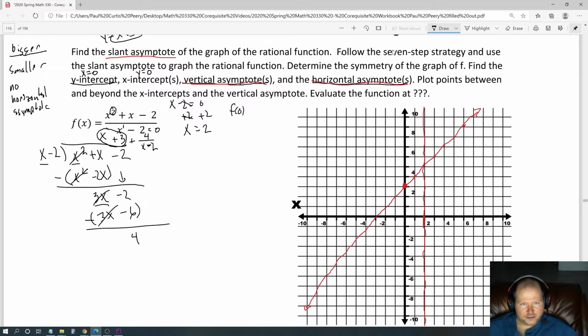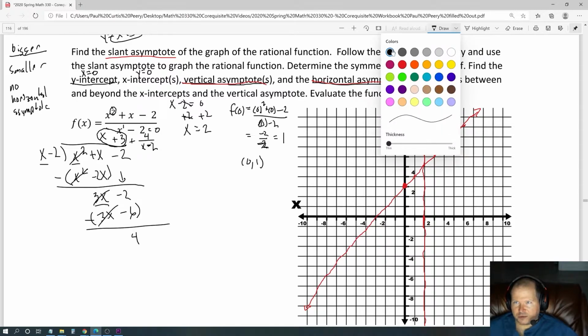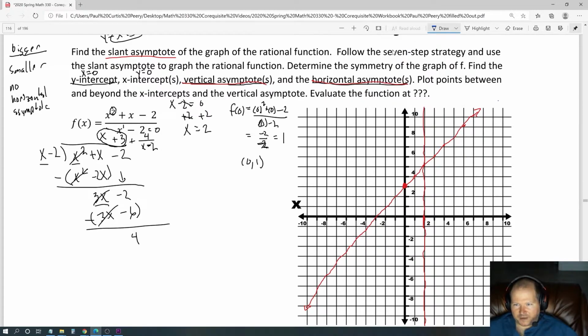So f of 0 equals 0 squared plus 0 minus 2 over 0 minus 2, which gives you negative 2 over negative 2, which gives you a 1. Okay, so that means that if x is equal to 0, y is equal to 1. So we know we're going to have a (0, 1). I'm going to use blue to represent my graph. So (0, 1) is right about there, right there.